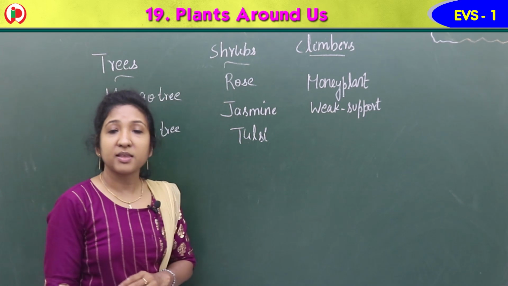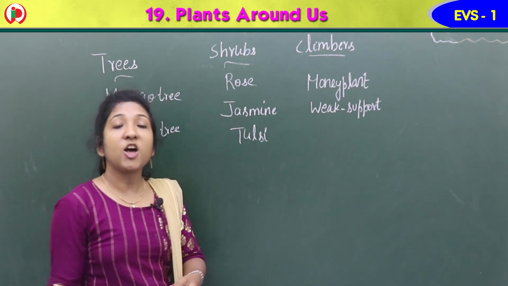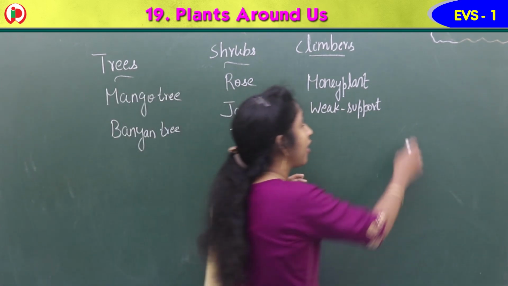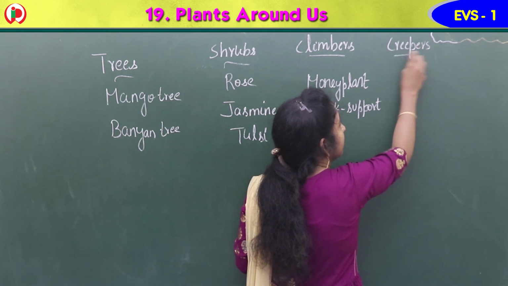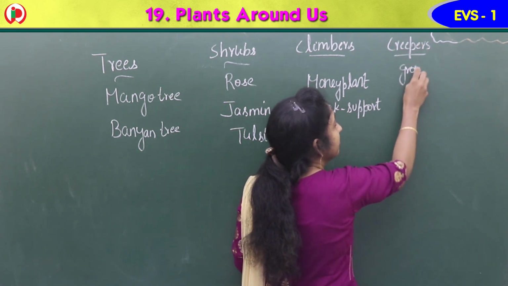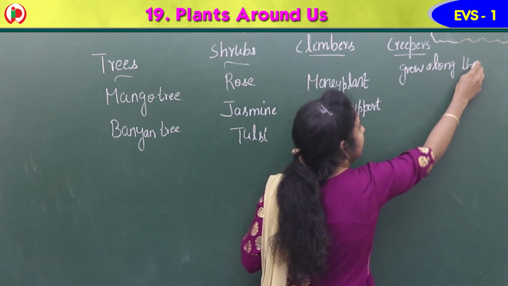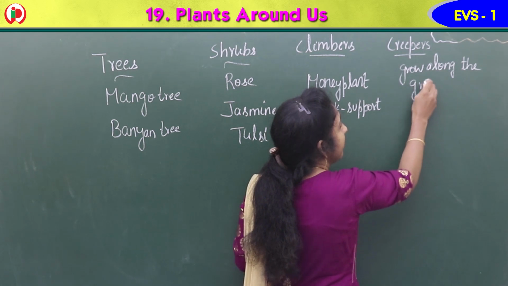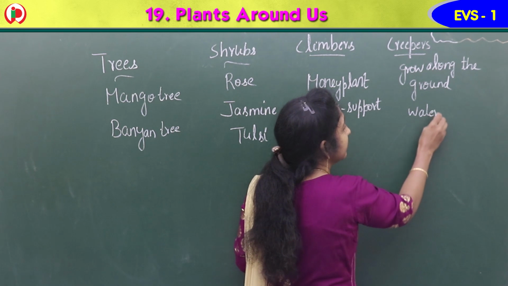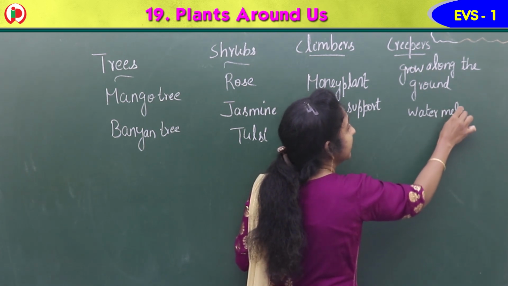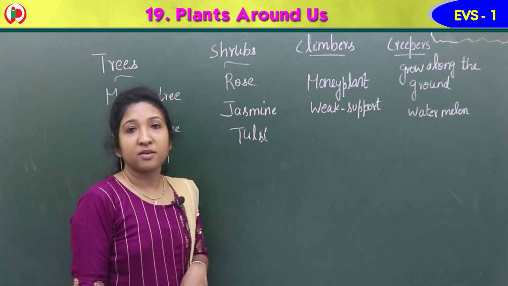Isn't it? Then we learned about some plants that grow along the ground. Yes, they are called creepers. Creepers grow along the ground. They are creepers. Example, yes, watermelon is an example. Watermelon, grapevine, they are all examples of creepers, isn't it?